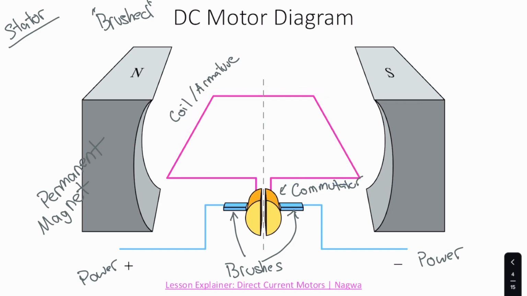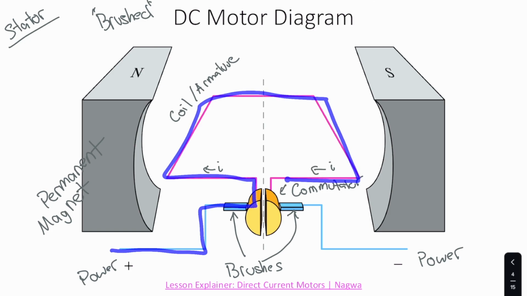In the case of this diagram, with power being positive on the left and negative on the right, we would expect conventional current to flow in this direction. So from the power source, through the brush, through the commutator, around the coil, back out the other side.